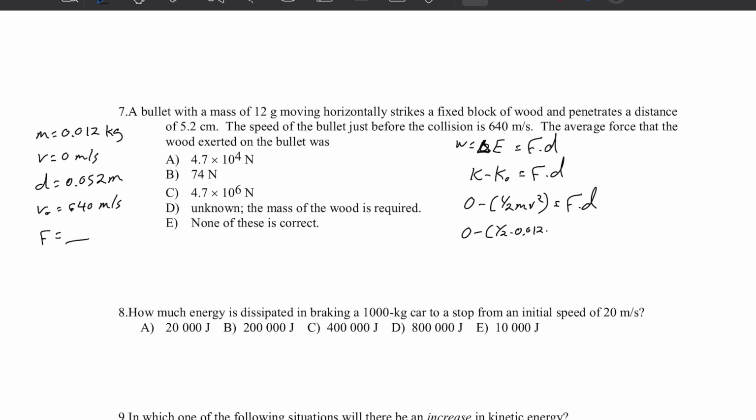Let's put in our numbers. 1/2 times the mass of 0.012 times the velocity squared. The velocity is 640. Don't forget to square it, is equal to force times displacement. Displacement is 0.052. With our calculator, we'll take half of 0.012 and then we'll multiply that by 640 squared. Once we have a value, we'll divide both sides by 0.052 and our equation will be solved for the force.